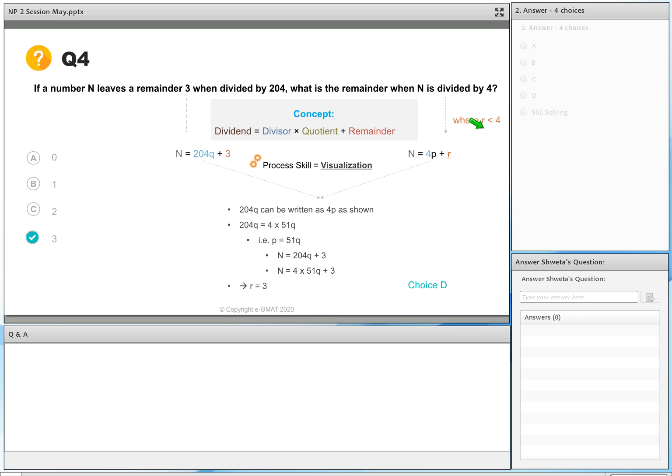Why? Because r is less than 4. That is the only condition that my remainder has to satisfy, and also that it cannot be negative. It can be 0 and it has to be less than the divisor. So that is why the answer for this one is option 3. Option D, which is 3.